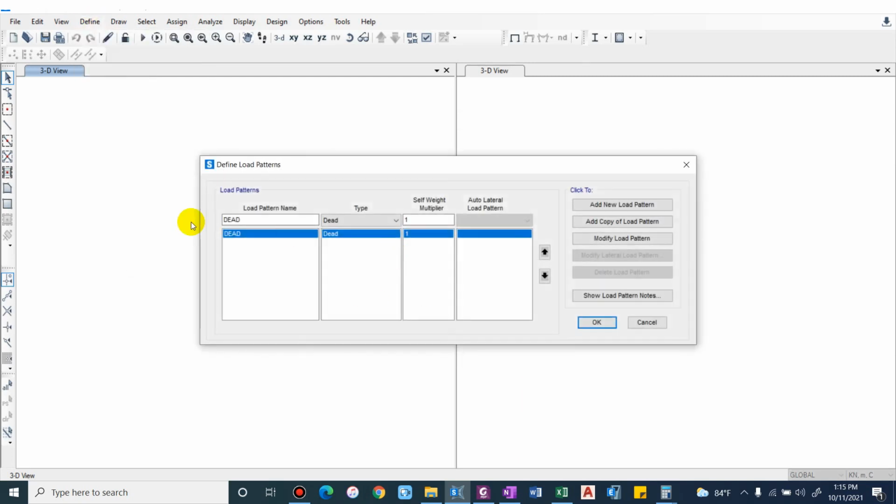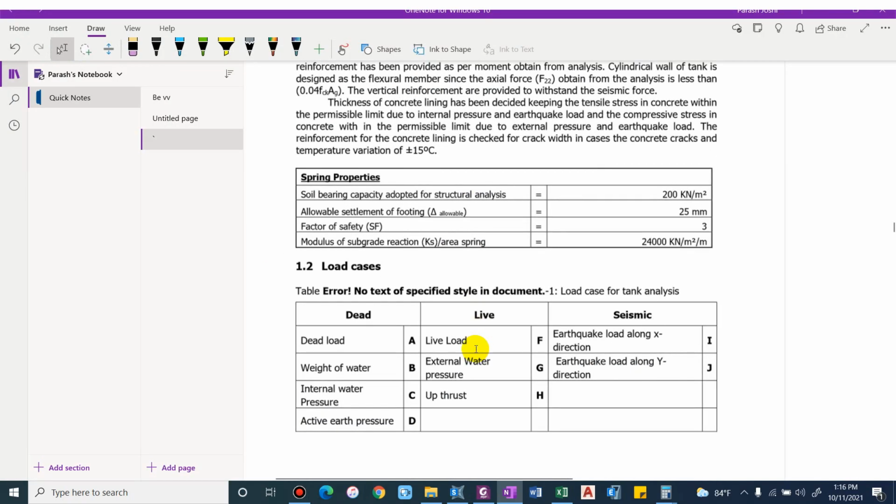Now load patterns. The load cases that we are considering for the analysis of the tank are the self load, that is the self weight of the structure, which will be the dead load. Similarly weight of water and the pressure due to that water, internal water pressure, and the active earth pressure, live load if there is any, external water pressure from the ground, that is groundwater table, so that pressure will be induced and will act on the external surface of the wall. Similarly upthrust, that is uplift acting at the base of the slab, and earthquake load along both directions. So these are the load patterns that we are going to define.